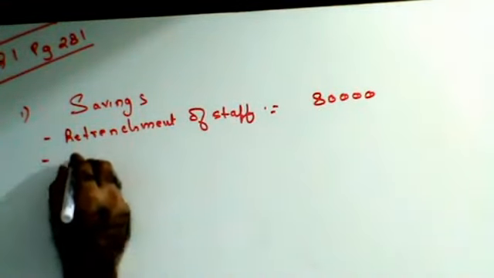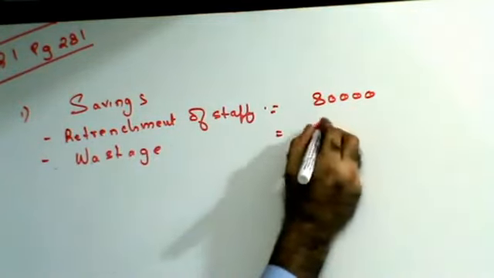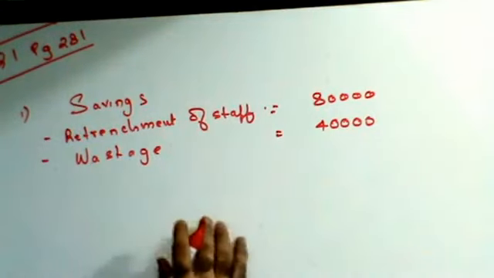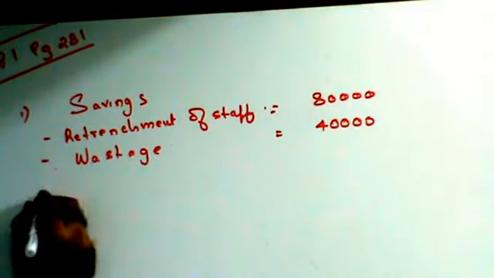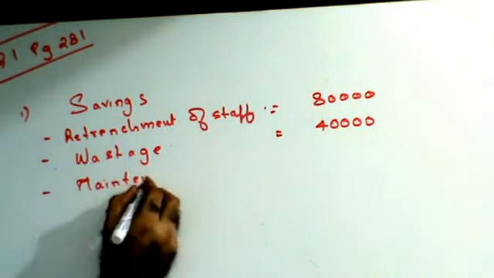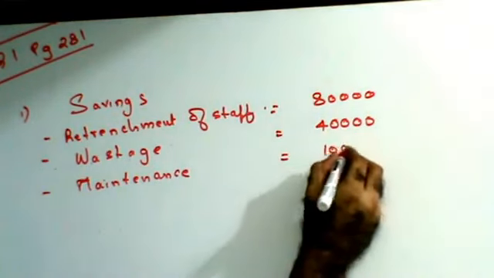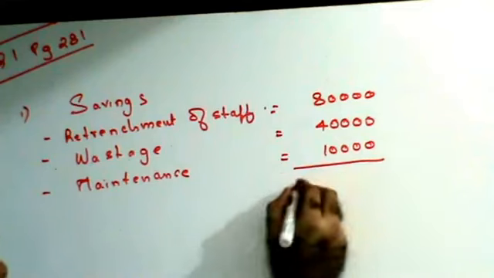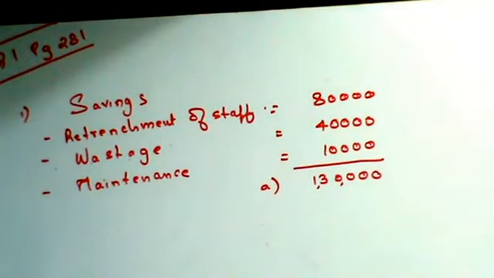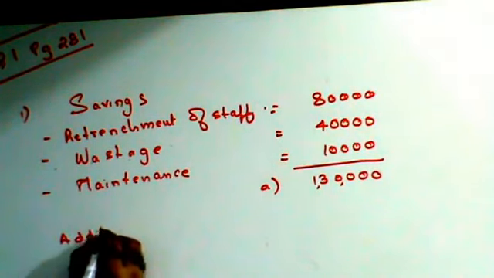Then savings in wastage is 40,000. Then savings in maintenance is given to you as 10,000. So my total savings is going to be 1,30,000. Now let us see what is the additional cost.